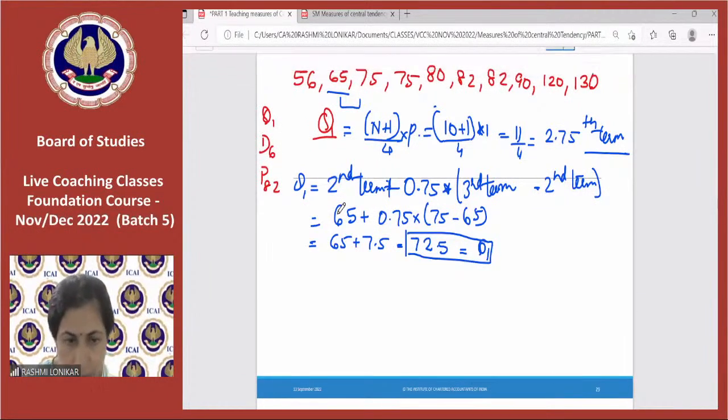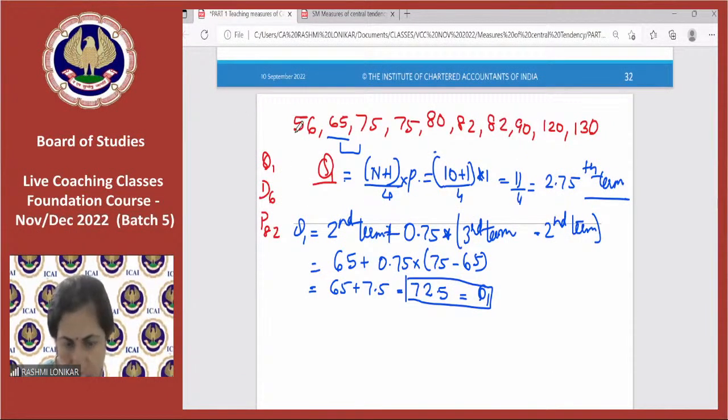So what I have done, I have rearranged this, and then I have done n plus 1 upon 4 pth term. So n plus 1 is 10 plus 1, which is 11. So 11 upon 4 is 2.75 term. That is the second term. Second term is 65 plus 0.75 into... Where did the 0.75 come from? This is this portion of 0.75. Okay, 0.75 into third term, which is 75, minus second term, which is 65.